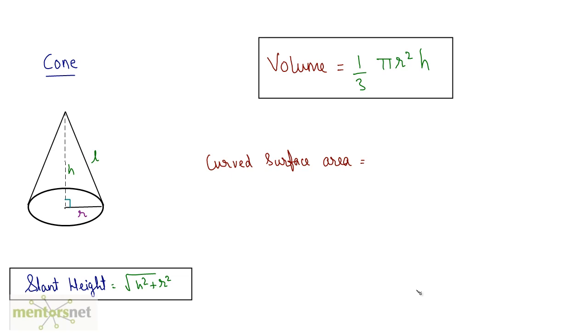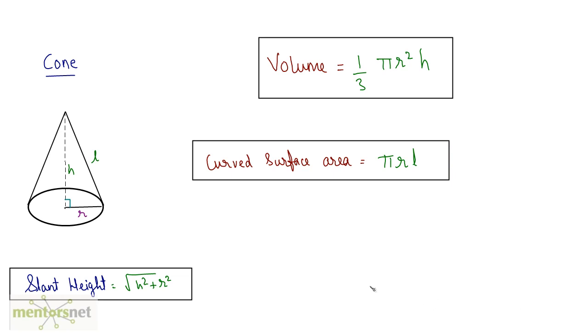Well, I'm just going to write the formula here, because if I derive it right here, it will take a lot of time. So the formula for calculating the curved surface area of a cone is basically pi r L. Pi r times slant height.